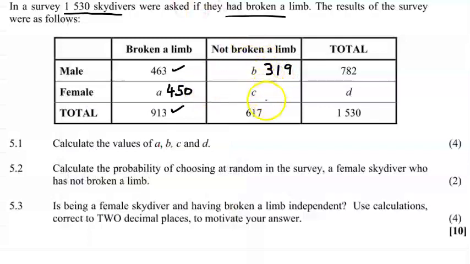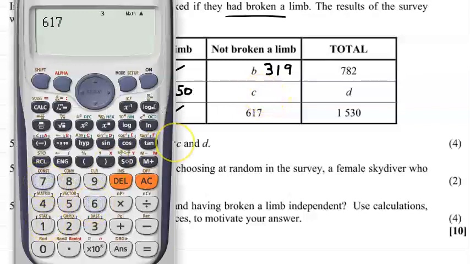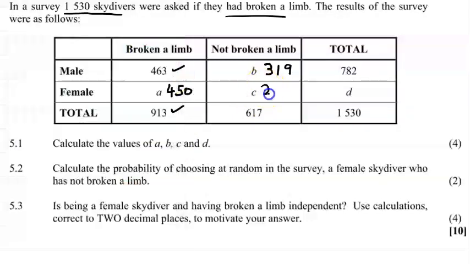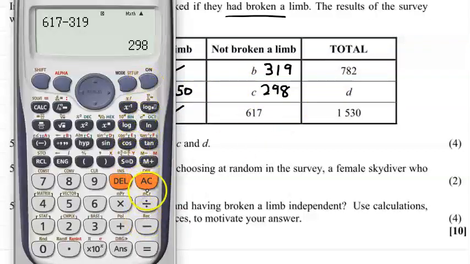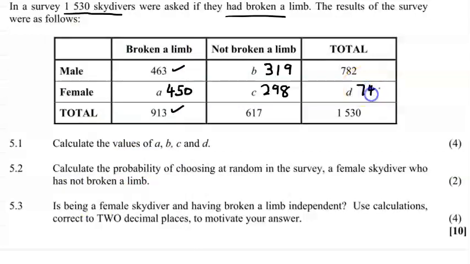Now let's see how we're going to get C. That is 617 minus 319, which is equal to 298. And then lastly we are left with D. D will just be the total of all the females, which is 450 plus 298. So 450 plus 298 is 748. So here we have 748. So now our table is complete.